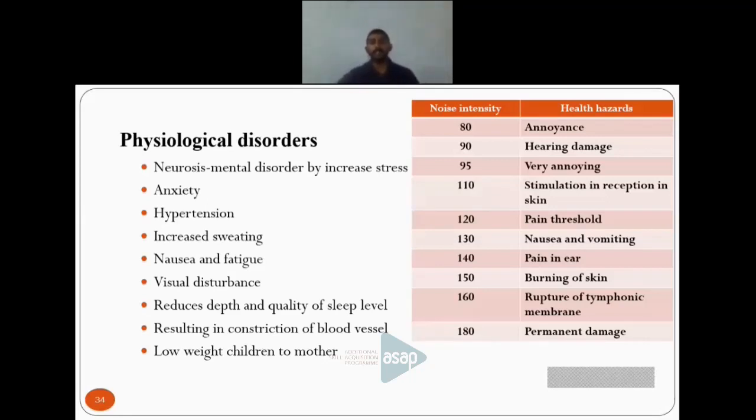And here we're showing the noise intensity and what all the problems may arise. If it is 80 decibels, there is a chance of annoyance. At 90, hearing damage. At 130, we will get a nausea and vomiting tendency. At 160, there is rupture, or temporary damage, and if it is more than 180, there is a chance of permanent damage to the ear.